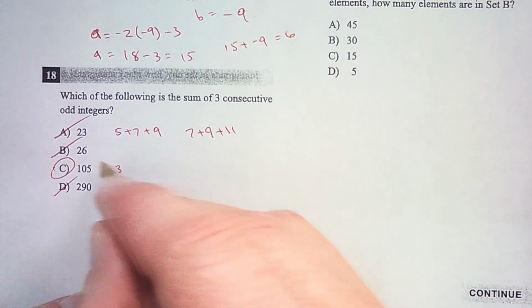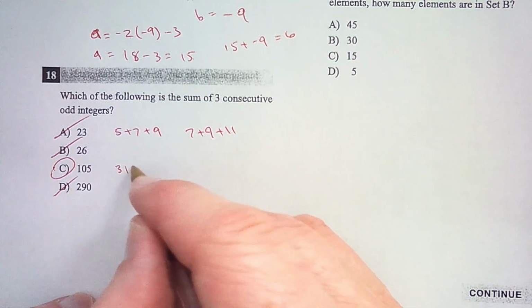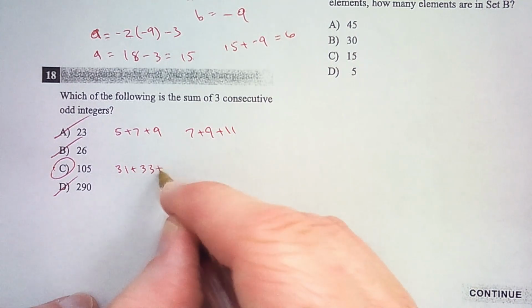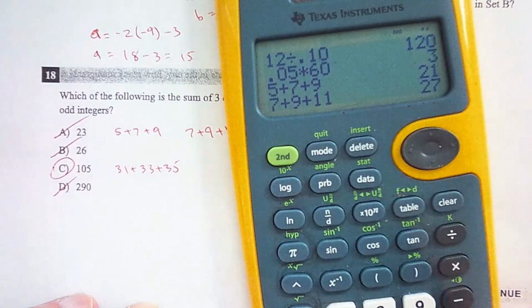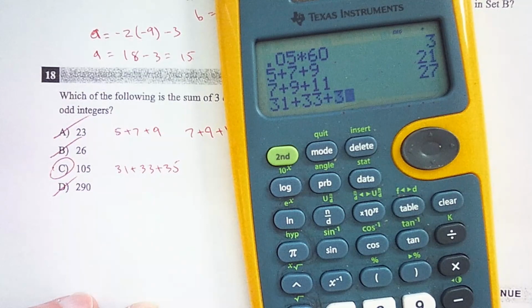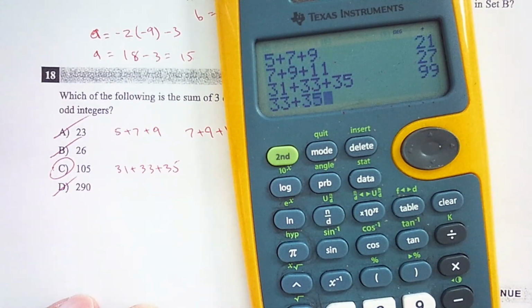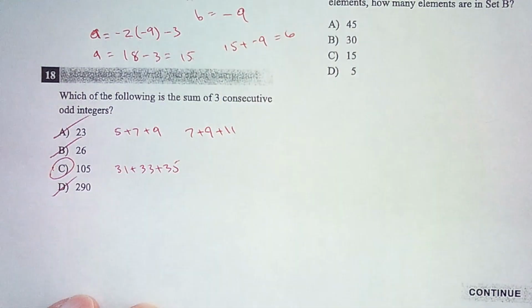Now if I want to check for option C, I could try, say, around 30. So 31 plus 33 plus 35. That's not big enough. How about 33 plus 35 plus 37? That's exactly 105. So option C.